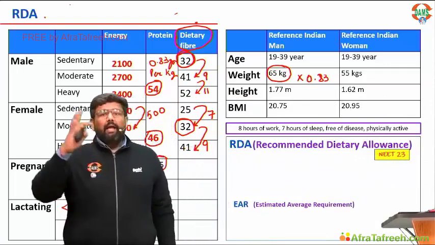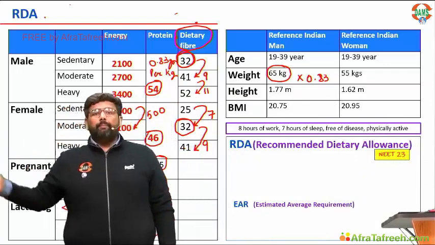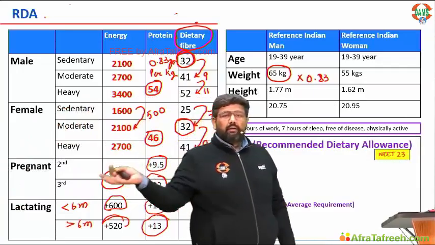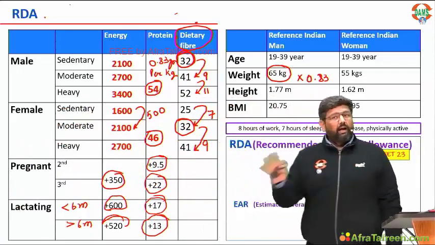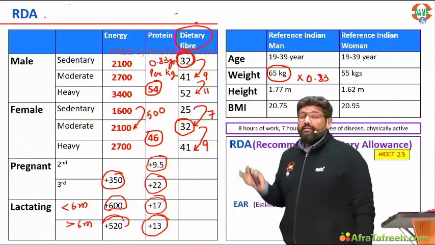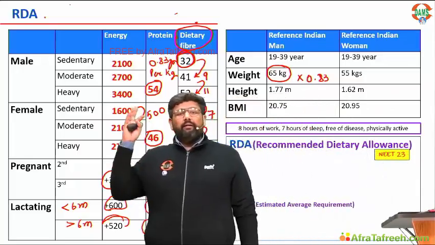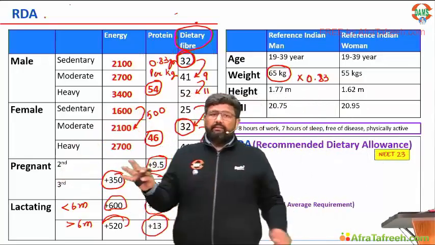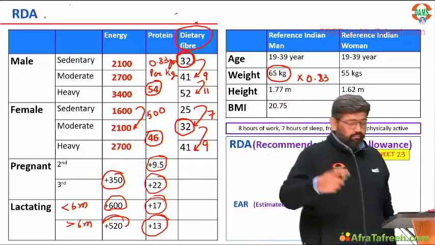25, 7, 9, 11. Repeat with me. 25, 7, 9, 11. And it will be sorted. For energy, 1600, 500, 600, 700. That's it. It will be sorted. Right? This is the thumb rule to learn this.